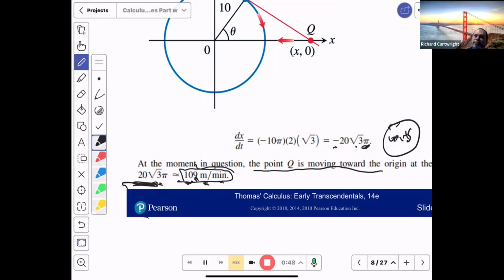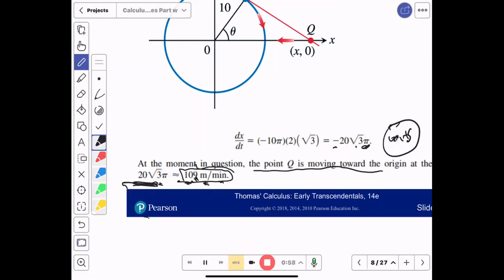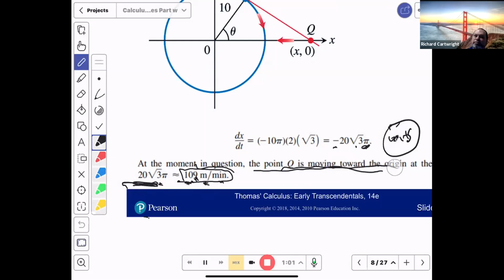So why would he get full credit? Because he wrote, in terms of its motion, Q was moving towards the origin. That implies negative speed, because it's going left. That's why he gets full credit. He has his units. He has the correct direction. He could have put it up here, and he could have put miles per minute up here if he wanted to.